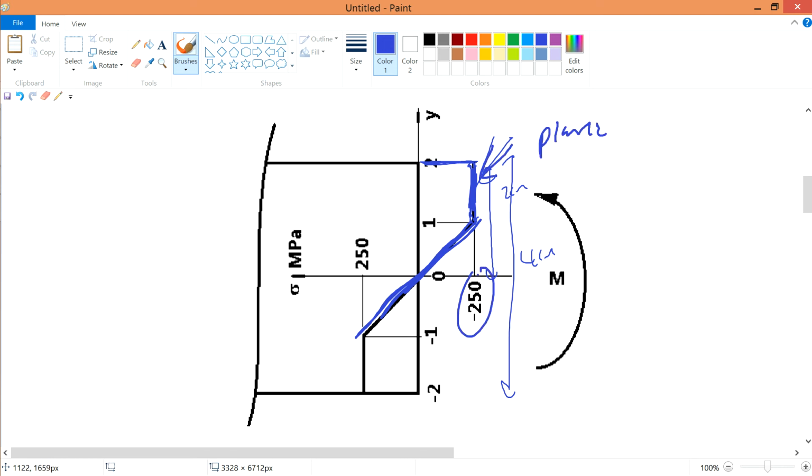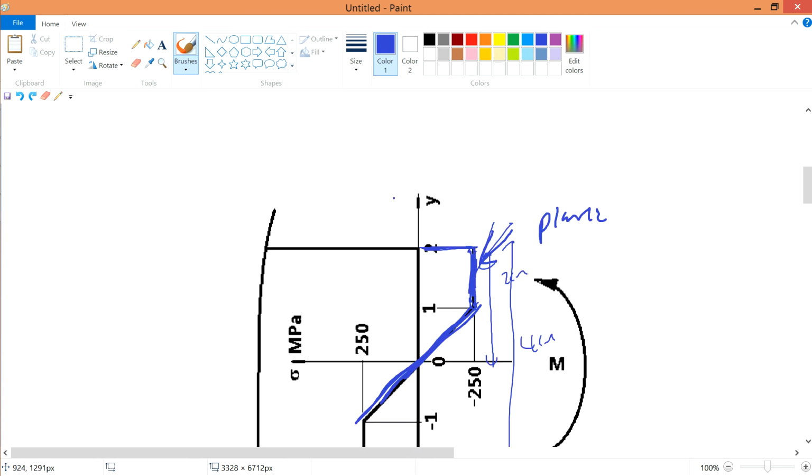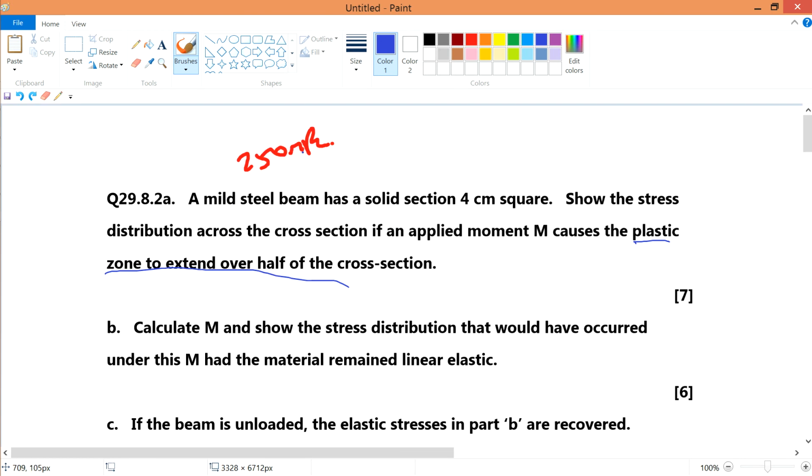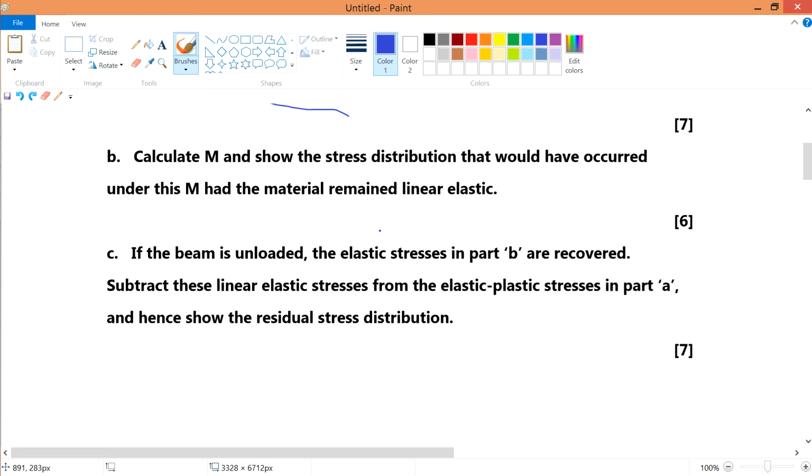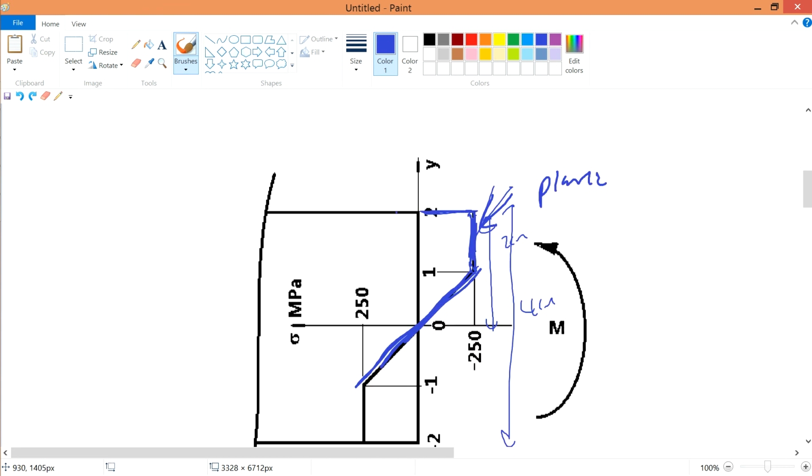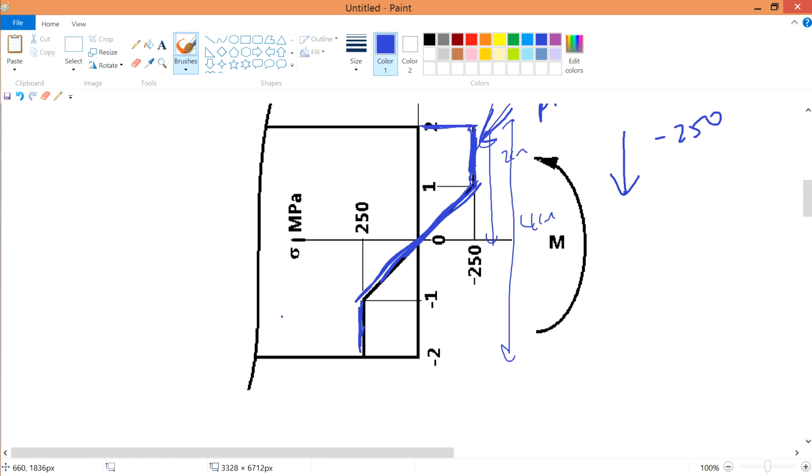While your minus 250 and your 250 is just your yield stress, the yield stress of your mild steel. Because you're going downwards, therefore it's minus 250, and this part over here is going upwards, because if you bend further, your stress is going to increase. You're going to have something like this, and therefore your stresses are going to go in this manner. So it's 250 and minus 250.